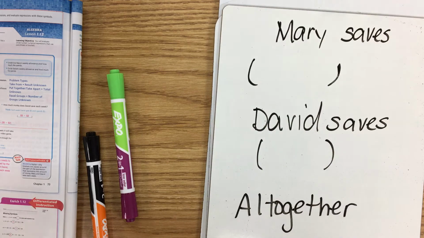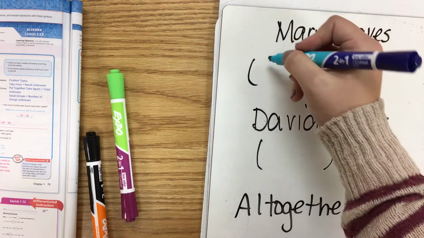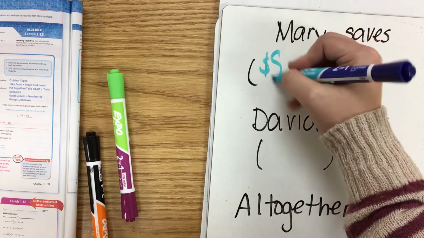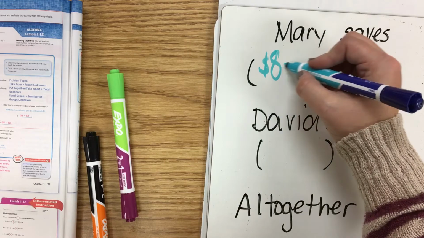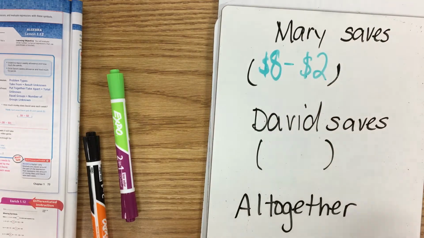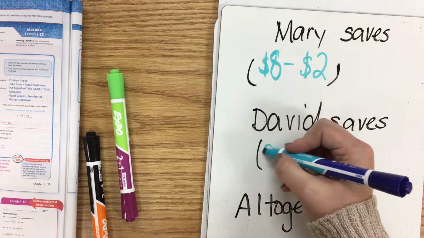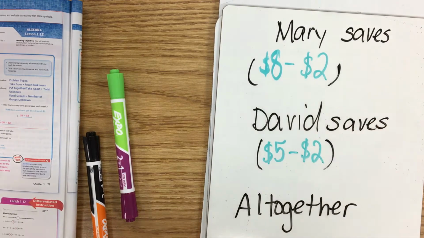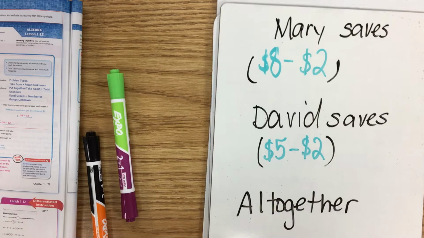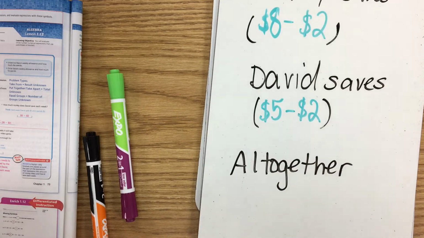Well, if we think about the fact that each week she gets $8, we read that she spends $2. So what operation am I going to apply? Subtract, right? And David, how much money does he receive each week? He receives $5 and he spends $2. Pretty easy so far, right? We're just figuring out what each of them make and what each of them spend.